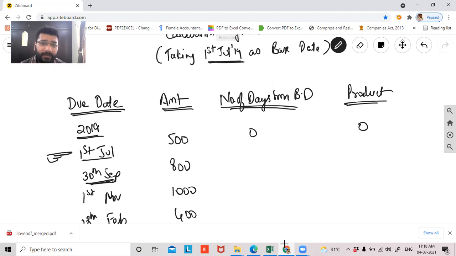Yes, from 1st of July, July has got total 31 days minus 1 plus 30. That's 91 days, are you all getting? Yes, sir. Next, guys, from base date 1st July to 1st November. July has got 31 days, so 31 minus 1 plus 31 days of August plus 30 days of September plus 31 days of October and 1 day of November. So are you all getting 123 days?